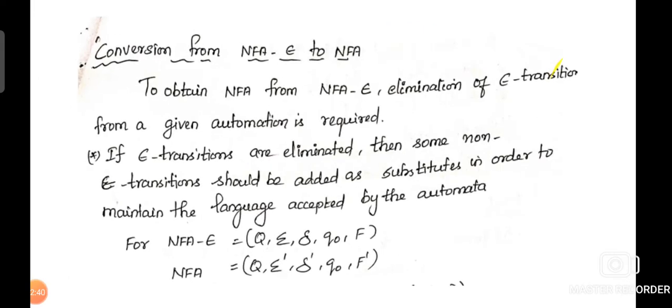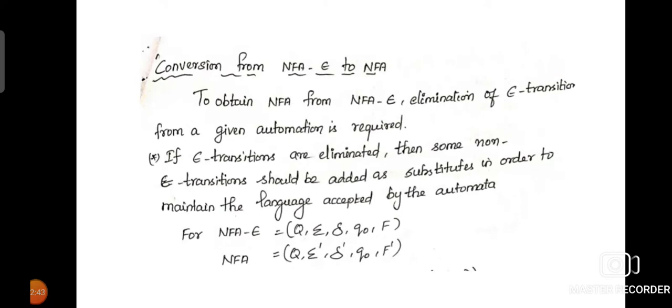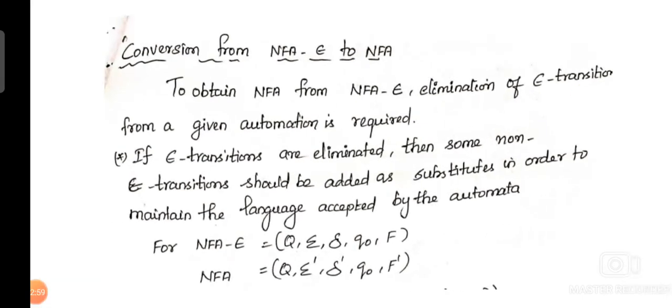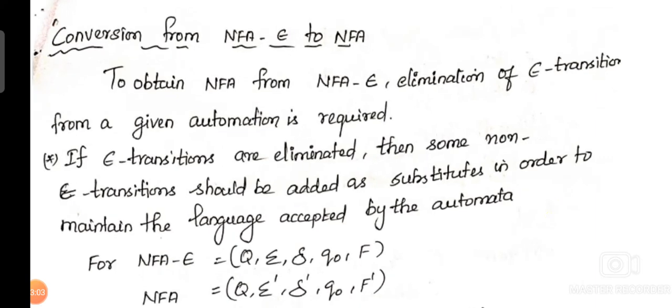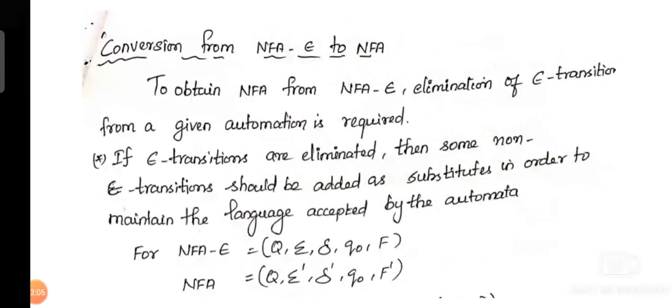Now we are going to see the problem for the conversion of NFA epsilon to NFA. To obtain NFA from NFA epsilon, we have to eliminate the epsilon transitions. If epsilon transitions are eliminated, then some non-epsilon transitions should be added as substitutes in order to maintain the language accepted by the automaton.